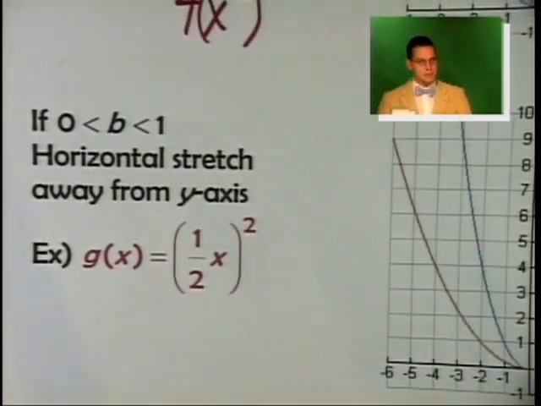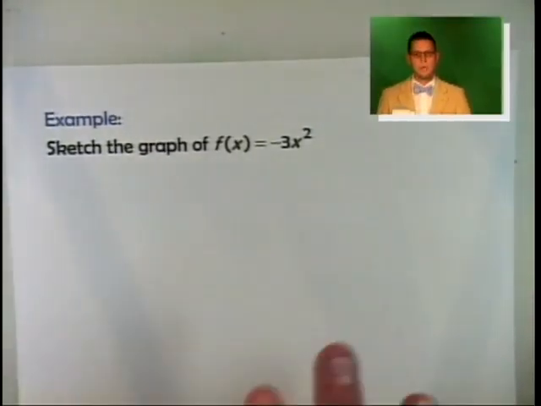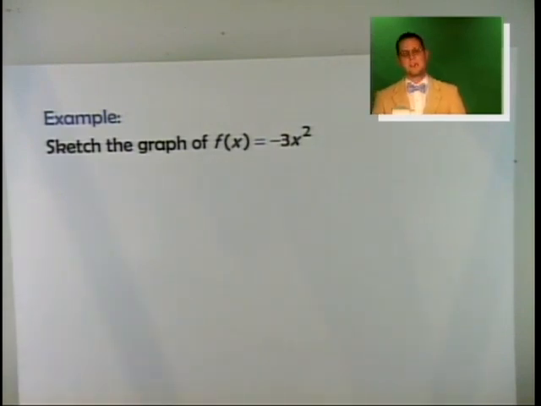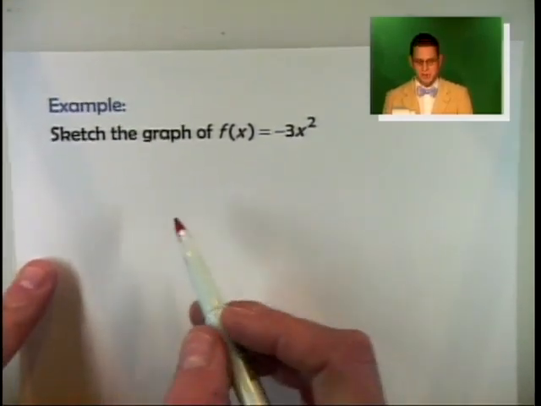All right, so that pretty much puts together all the different types of transformations. Let's see if we can sketch one here. All right, here we go. We want to sketch the graph of f of x equals negative 3x squared. Well, the parent function is x squared. It's the parabola. So it might help to sketch that first.